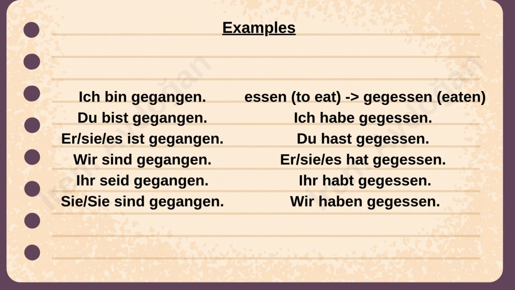Essen, it means eat. Gegessen is the third form of this verb. Ich habe gegessen, du hast gegessen, es hat gegessen, ihr habt gegessen, wir haben gegessen.